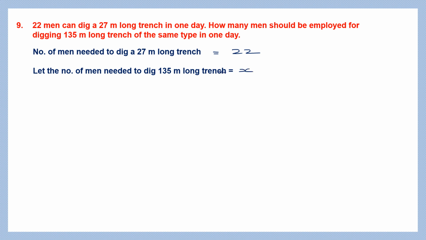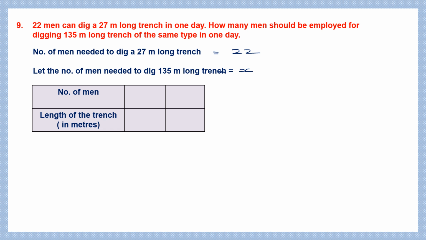Now let's make the columns. So the two columns, one is number of men and the other one is length of the trench. Now number of men is 22 and the length of the trench is 27 meters. Again, the length of the trench is 135 meters, but we don't know the number of men. Now, as you can see, when the length of the trench increases, the number of men needed to do that also should increase.